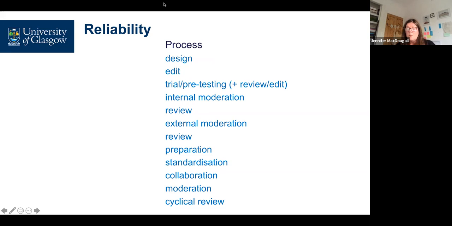But, you know, we start with designing, then we're pre-testing, then we have an internal moderation system for the assessment. And this goes on until you get to the point where you're preparing the students, so they need to know exactly what they're being assessed on to make something more reliable. Then you need standardization in terms of the marking, and this goes on and on and on. So there needs to be many, many processes to build reliability into any kind of assessment.